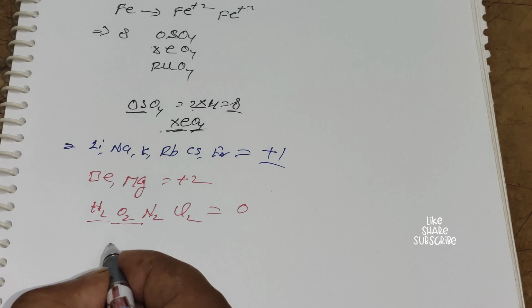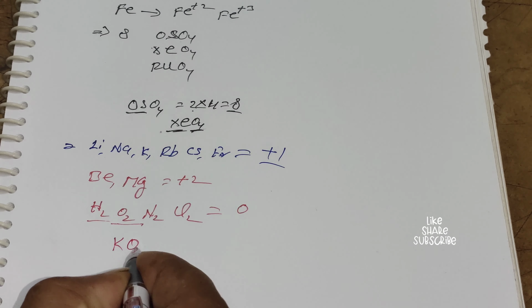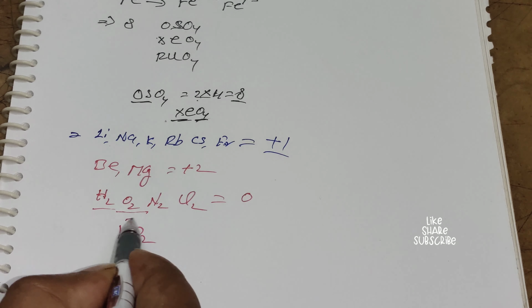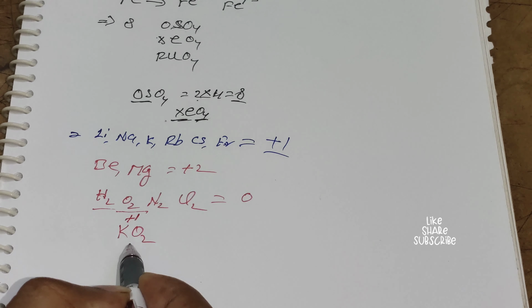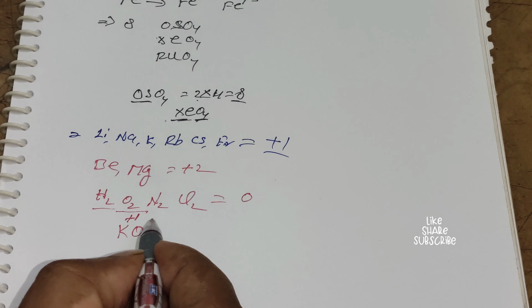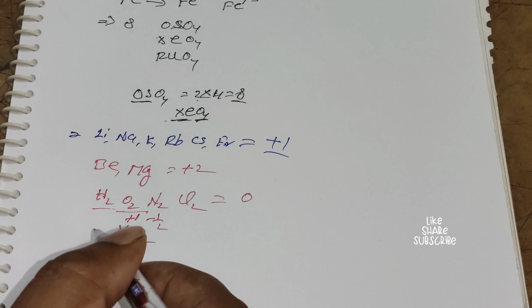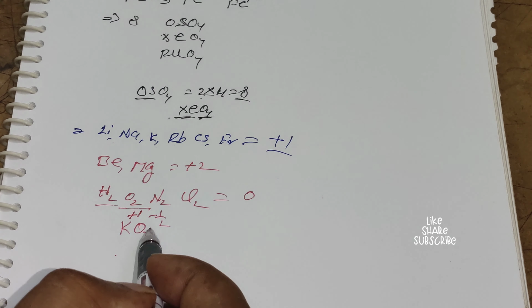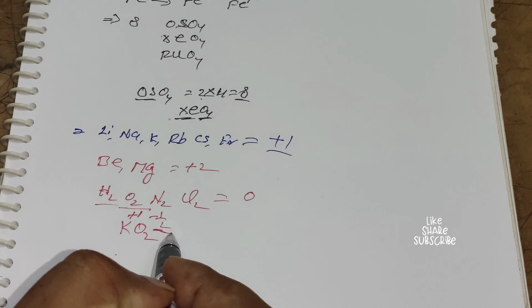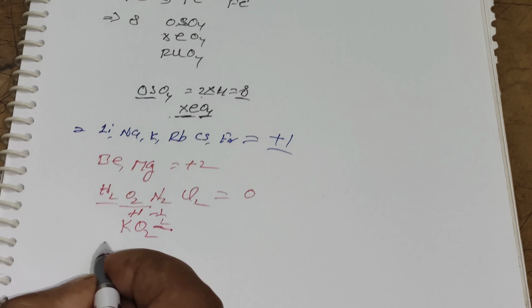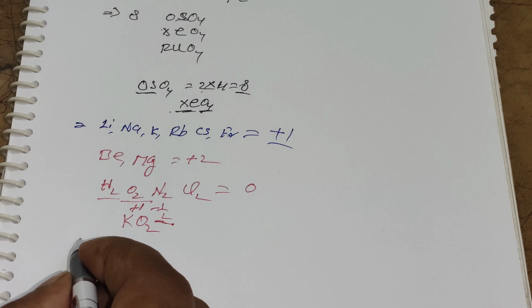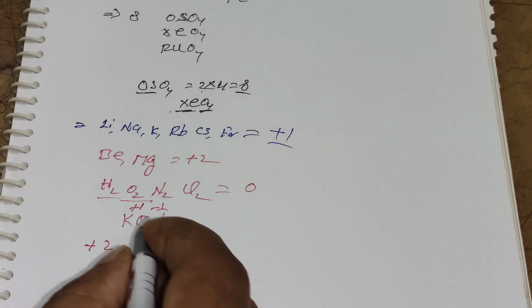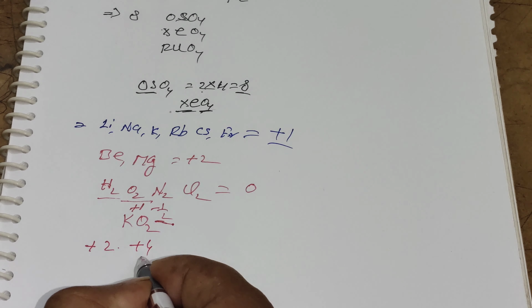In the case of potassium superoxide, the potassium valency is +1, whereas the oxidation state of oxygen is -1/2. So here the oxidation state may be a positive value, a negative value, or maybe a fractional value. In the fourth A group element, +2 oxidation state is more stable than +4 in lead.